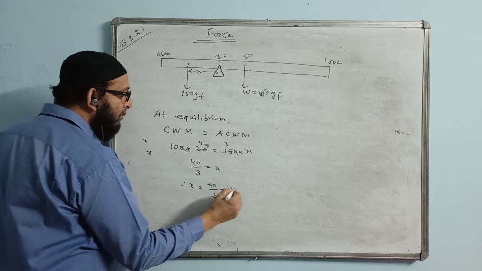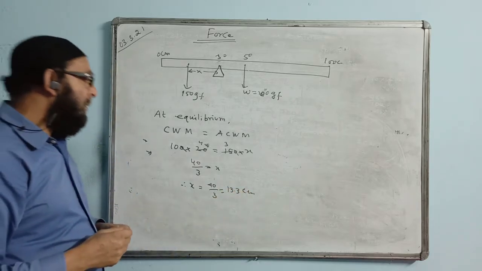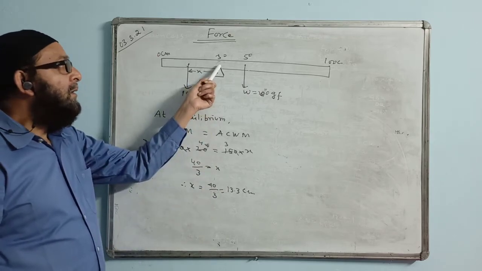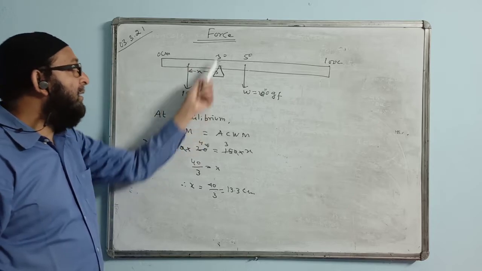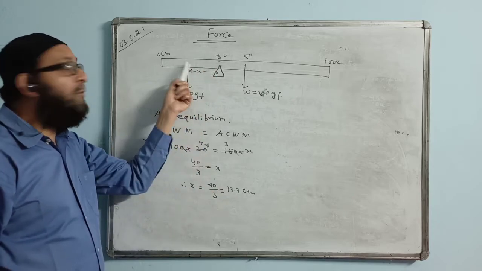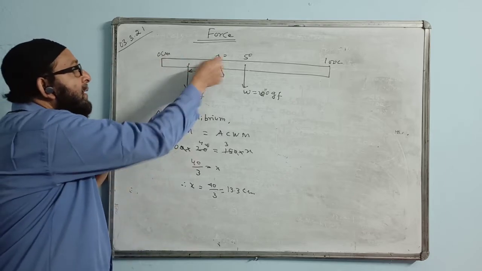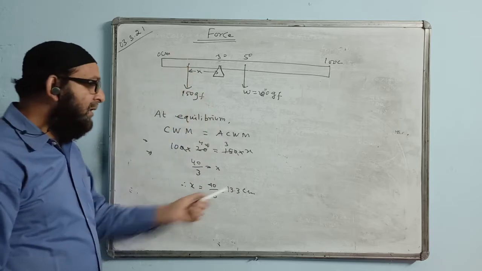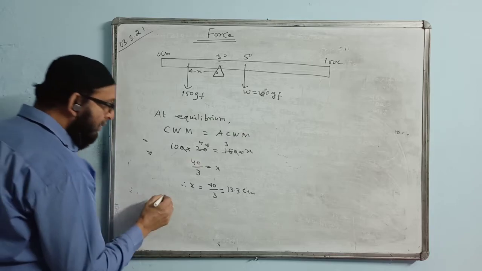That is 13.3 centimeter. That is where we should keep the weight, 13.3 centimeter from the pivot, from here, this side. That is 30 minus 13.3. From here to here it is 30 and from here to here the distance is 13.3. At what centimeter mark? Subtract 30 minus 13.3. How much does the answer come?